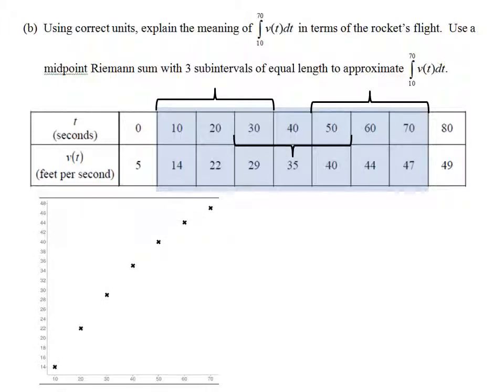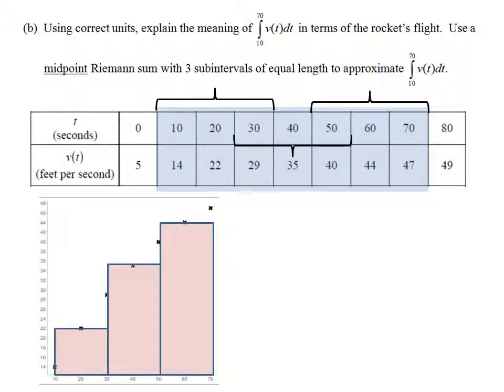Visualizing this data in a scatter plot, we can see that we will be building 3 rectangles, each of width 20 but of varying heights. The heights are to be taken as the functional values at the midpoint of each interval. The midpoints occur at 20, 40, and 60 seconds, so we will use the velocities at these times as the heights of our rectangles. From the table, those heights are 22, 35, and 44.